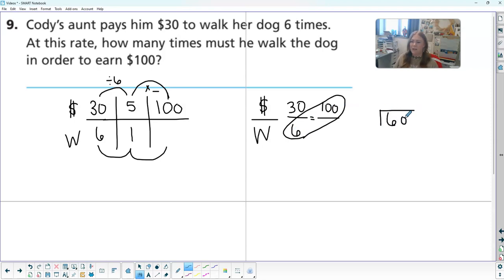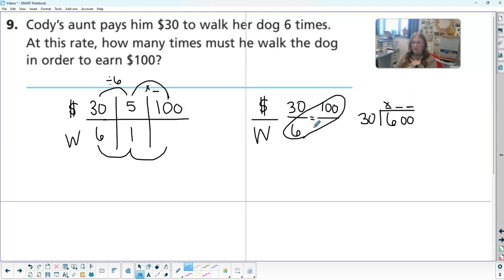600. And now I'm going to divide that by 30. And I know it can't go into 6, but I know it can go into 60. How many times? Make sure you have something above each of these. And that's how many times they should walk the dog.